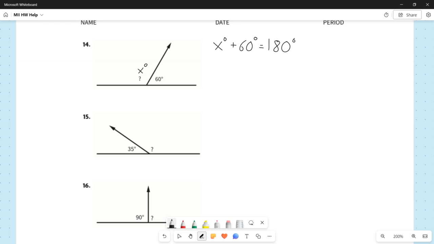Just like the measure of a right angle is 90 degrees, the measure of a straight angle is 180 degrees. It's not a range like acute or obtuse, but rather just a specific number of 180. So solving this is relatively straightforward. I can subtract 60 degrees from both sides. And what I end up getting is that x degrees is 120 degrees. So therefore, x is 120. So our answer here for 14 is 120 degrees.